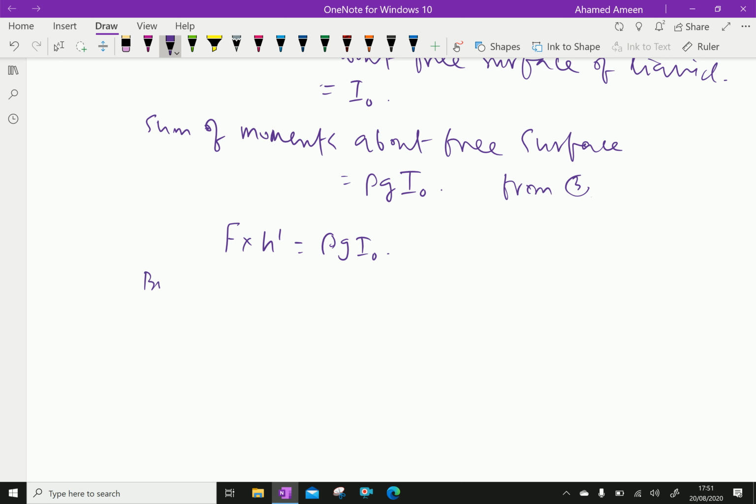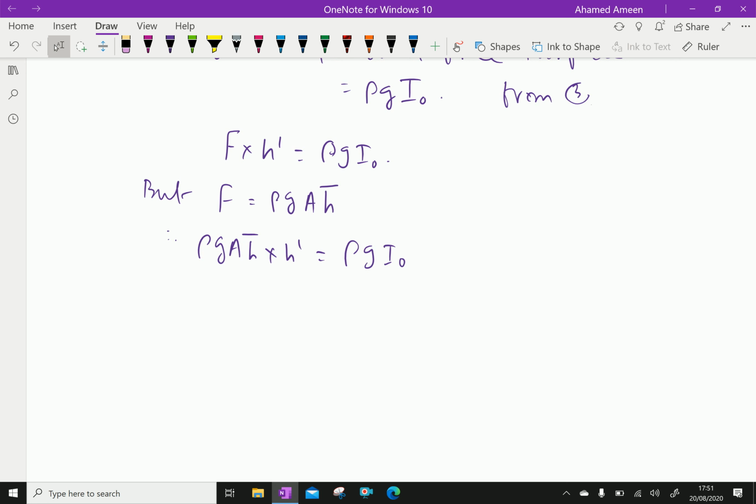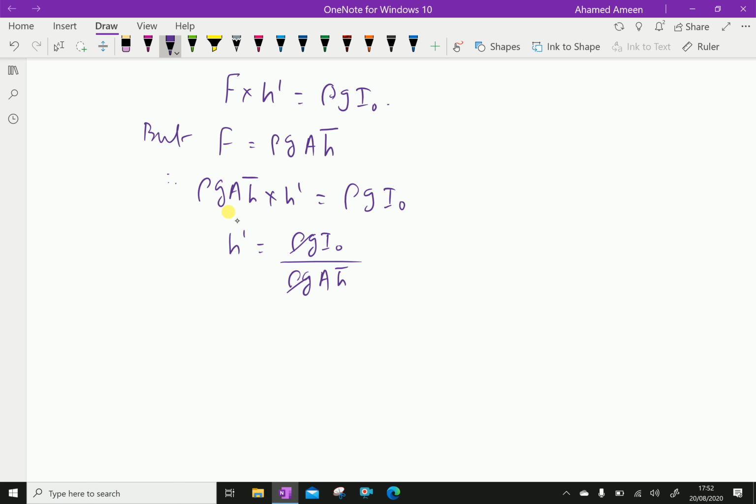But we know that F is equal to rho g A h bar, already we got. Therefore we write on both sides, instead of F we are writing rho g A h bar into h dash equal to rho g I0. Therefore h dash equal to rho g I0 over rho g A h bar. So cutting rho g on both sides, h dash is equal to I0 over A h bar.